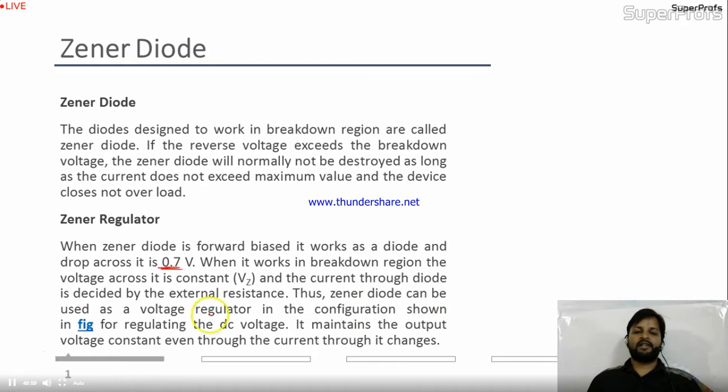Thus, Zener diode can be used as a voltage regulator. We can regulate the voltage by using Zener diode in the configuration shown in the figure. This is used for regulating the DC voltage. It maintains the output voltage constant even though the current through it changes. Okay, you have seen this.